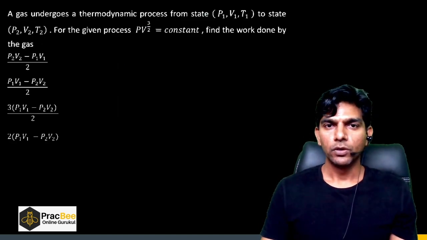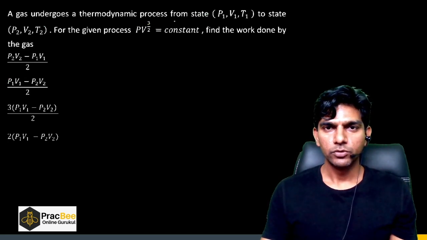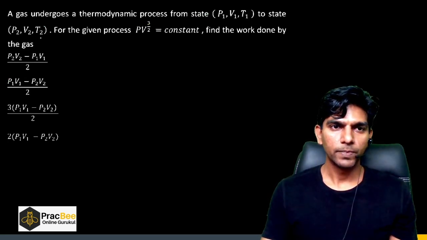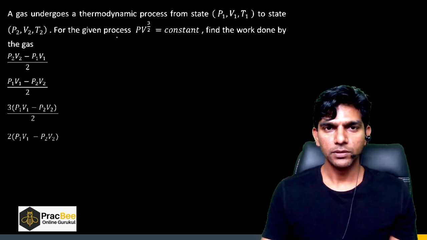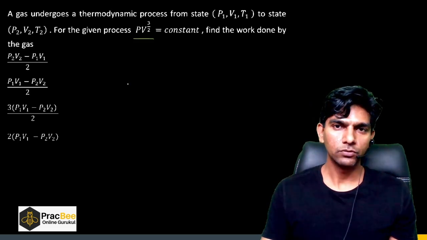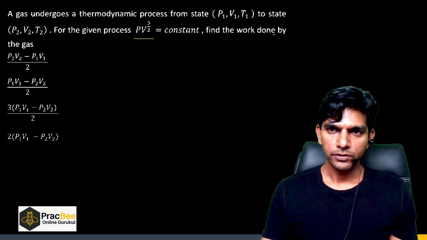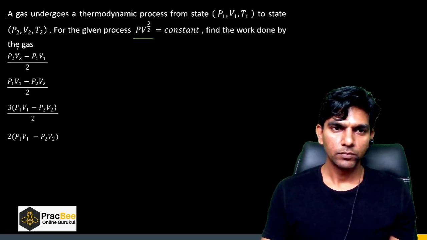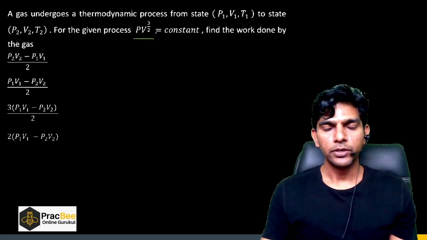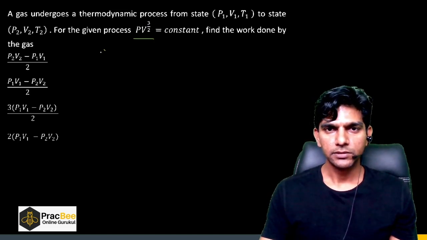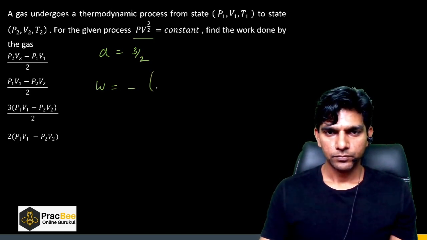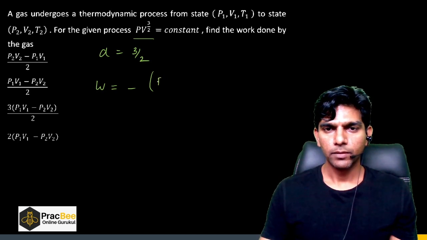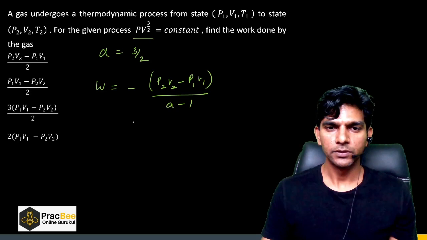Now the next question is from the polytropic process. A gas undergoes a thermodynamic process from P1 V1 T1 to the state P2 V2 T2. For the given process, PV raised to the power 3 by 2 is constant, find the work done by the gas. So here the polytropic coefficient is given as 3 by 2, and we know that the work done is given by minus (P2 V2 minus P1 V1) divided by (a minus 1).